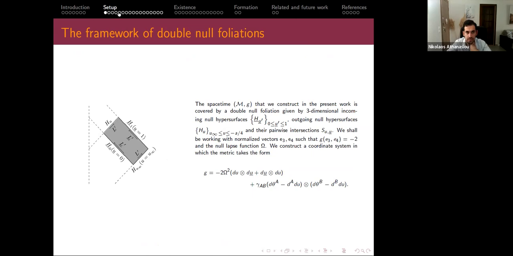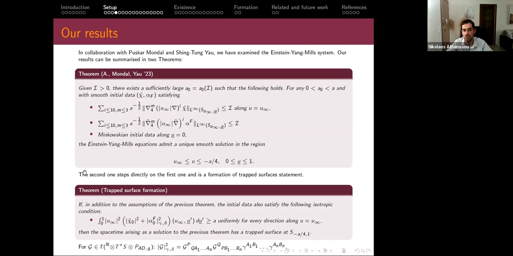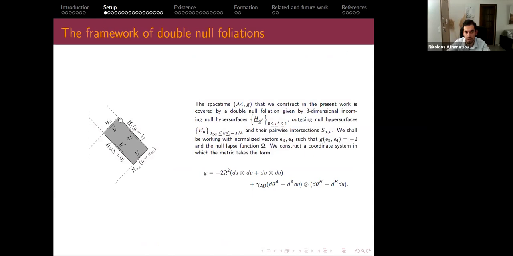The second one builds directly on the first one and is a formation of trapped surfaces statement. So if, in addition to the assumptions of the semi-global existence theorem, the initial data also satisfy the following isotropic condition along every direction along u equals u infinity, then the space-time arising as a solution to the previous theorem contains a trapped surface. So at the very tip of the space-time frame, minus a over four comma one.